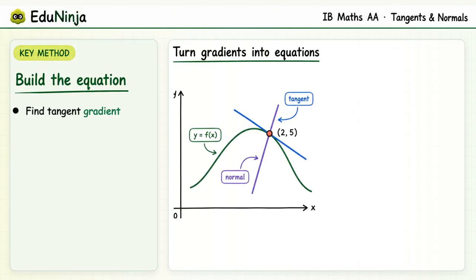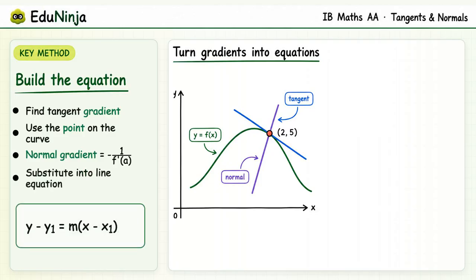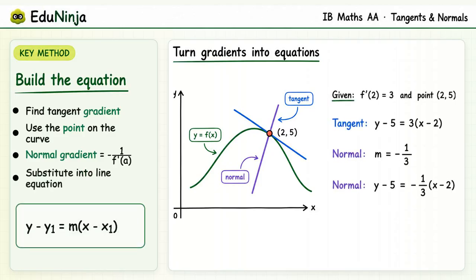Now look at the normal. The normal is perpendicular to the tangent, so its gradient is not the same. If the tangent gradient is m, the normal gradient is -1 over m. That negative reciprocal is where many students lose a mark. If the tangent gradient is 2, the normal gradient is -1/2. If the tangent gradient is -3, the normal gradient is 1/3.